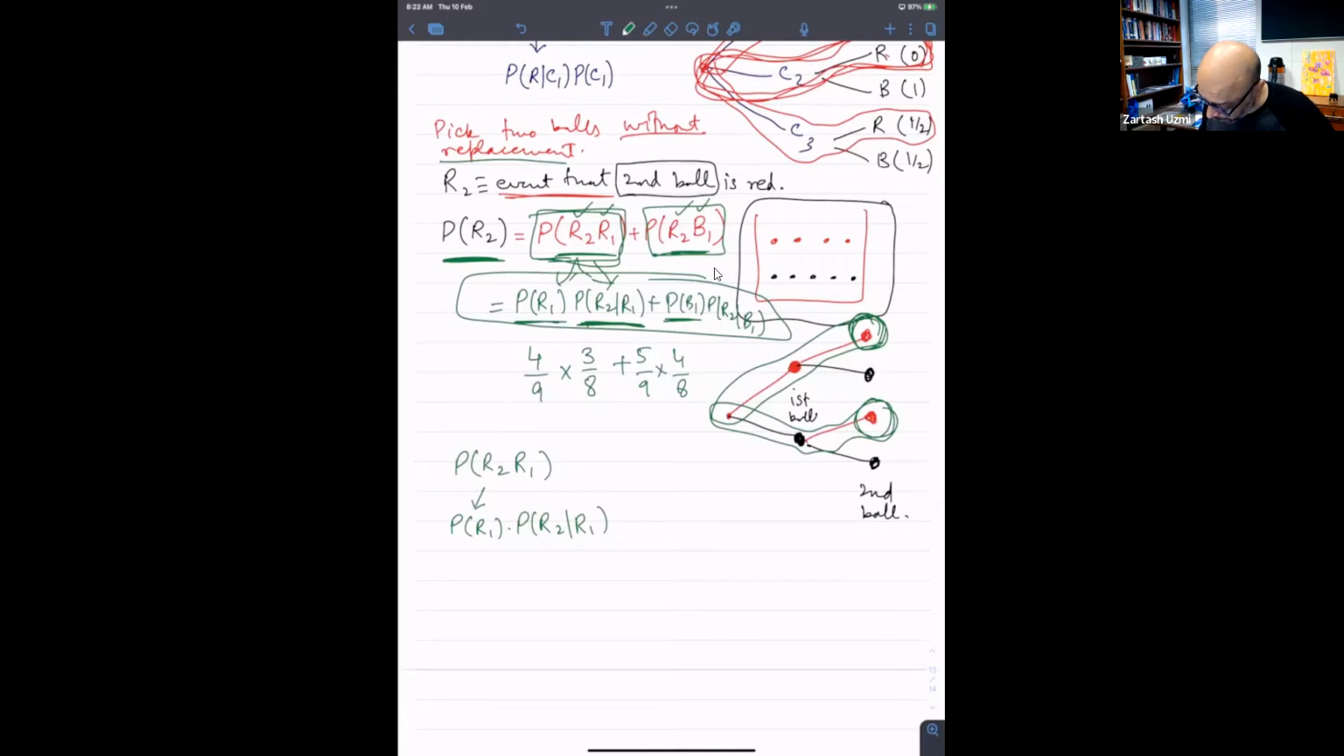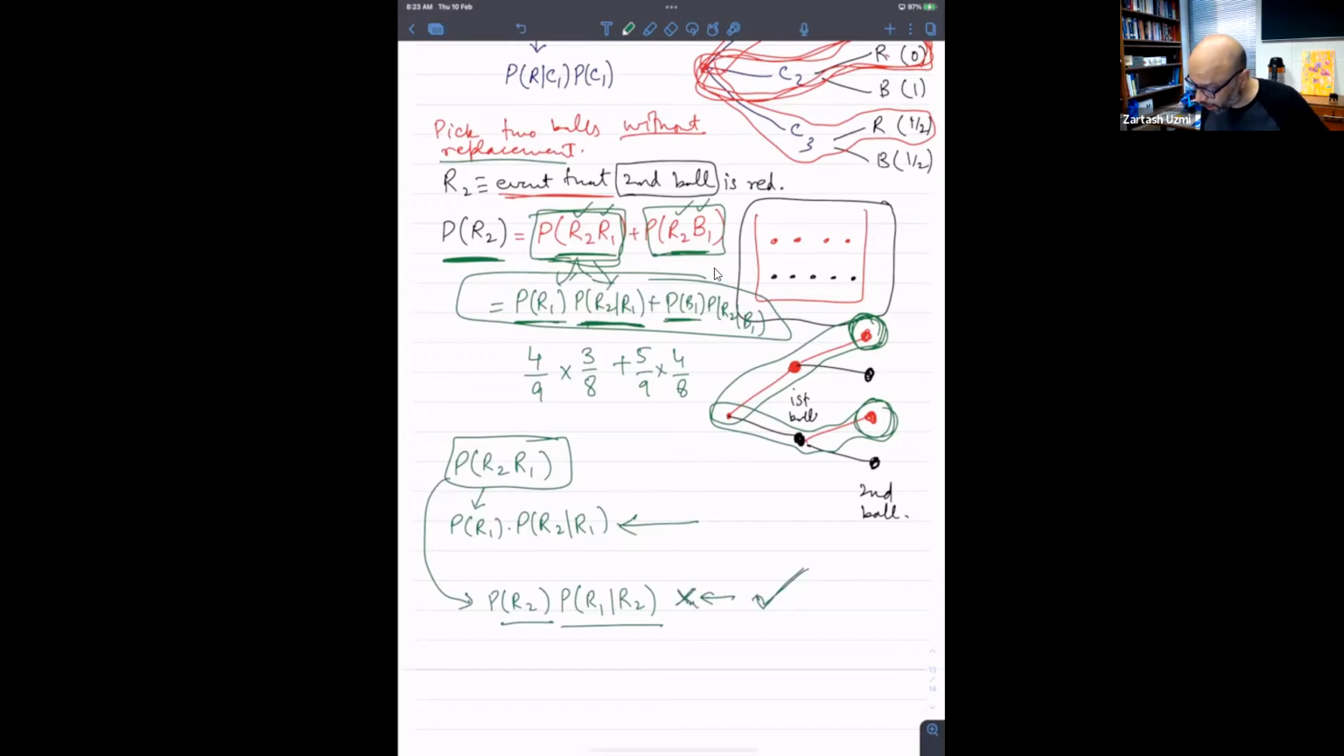I could have broken it down in a different way, which is probability of R2 times probability of R1 given R2. I could have done it that way too, but there is a reason I have written it this way and not that way. This does not mean it is incorrect; it is absolutely correct. If I know both those probabilities, I will get the correct answer. The formula is correct, but I intentionally did not write it this way. Can anyone explain why?